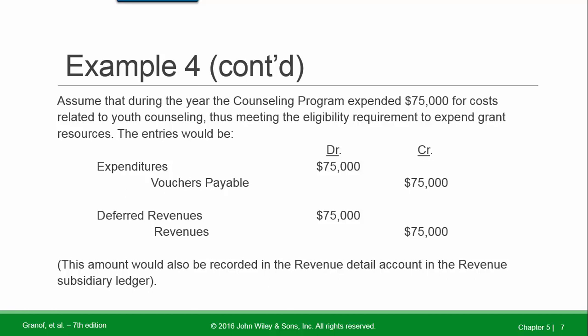Continued. Assume that during the year the counseling program expended $75,000 for costs related to youth counseling, thus meeting the eligibility requirement to expend grant resources. Now we have a debit to expenditures, credit to vouchers payable, but we also have a debit to deferred revenues to reduce the liability and a credit to record the revenues.